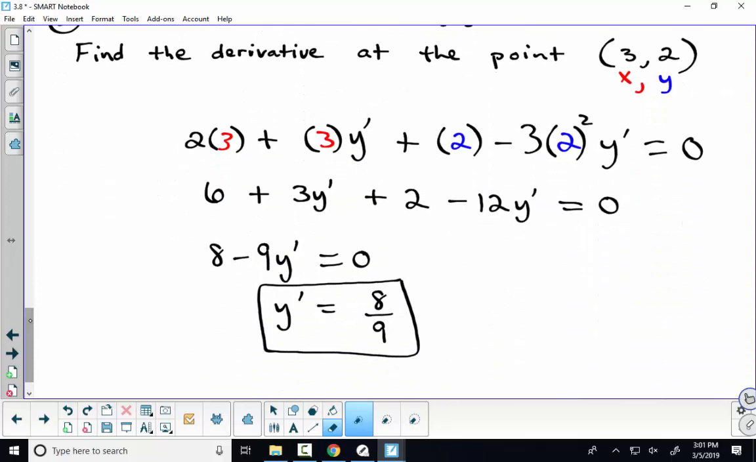So, find the derivative at a point however you want to do that. Either by finding y prime first, or by plugging in first and then finding y prime. Is everyone clear on that? Does that make sense? Either way, it doesn't matter.